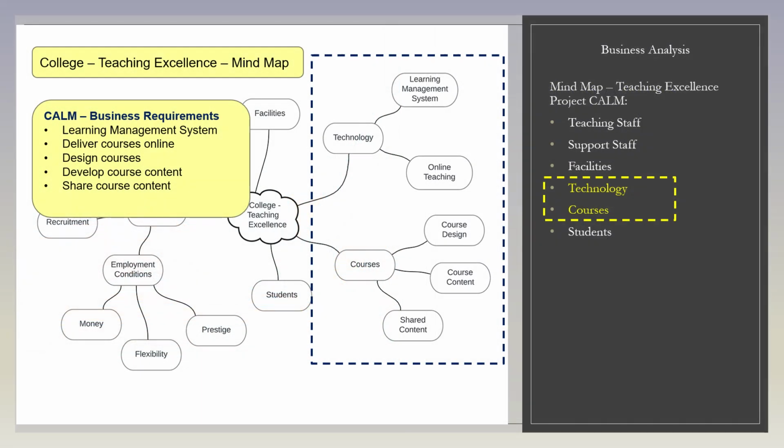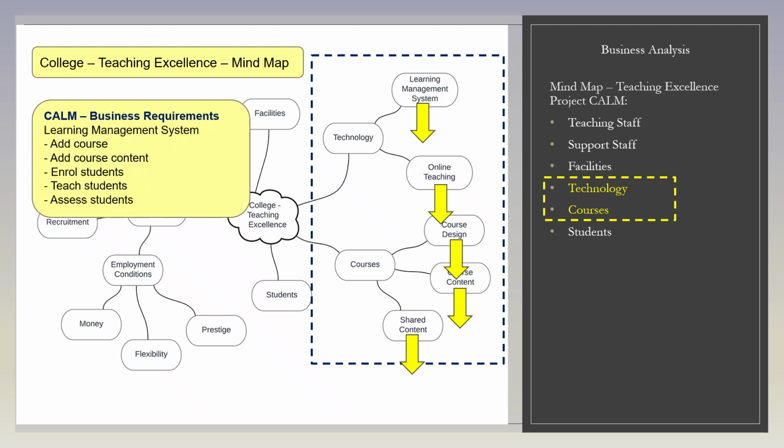Those high-level business requirements will then need to be broken down in more detail, either using further mind maps or other business analysis techniques. For example, the requirement for a learning management system could be broken down into more detailed functional requirements. We need that system to have functions to allow us to add courses, add course content, enroll students, teach students, assess them, and so on.